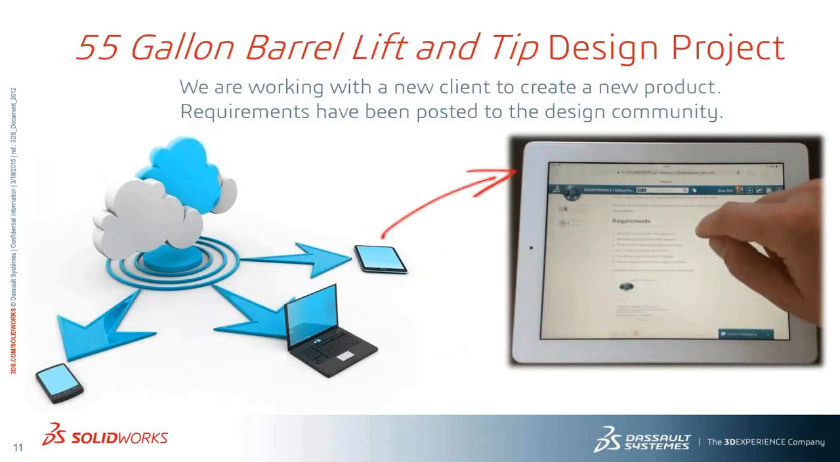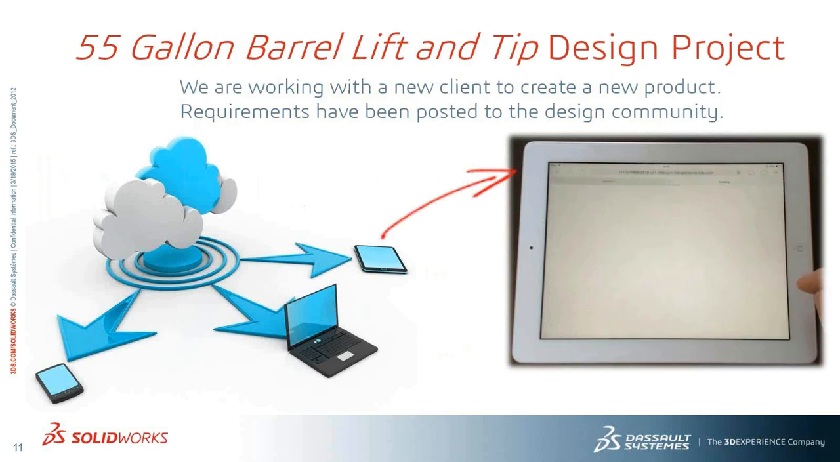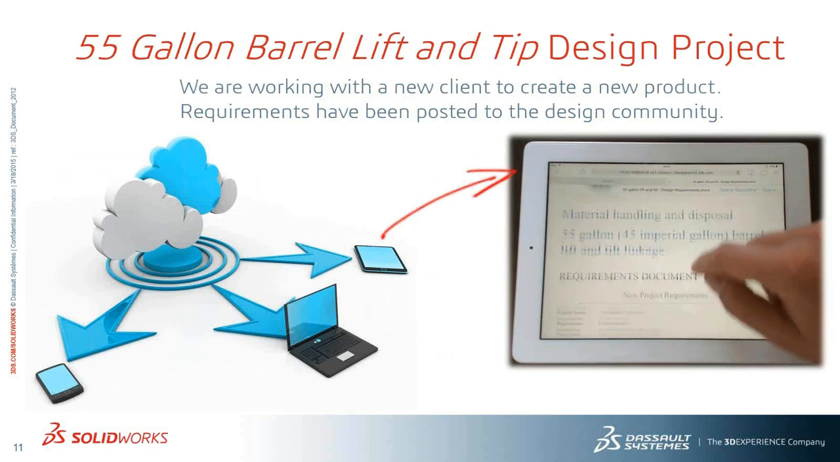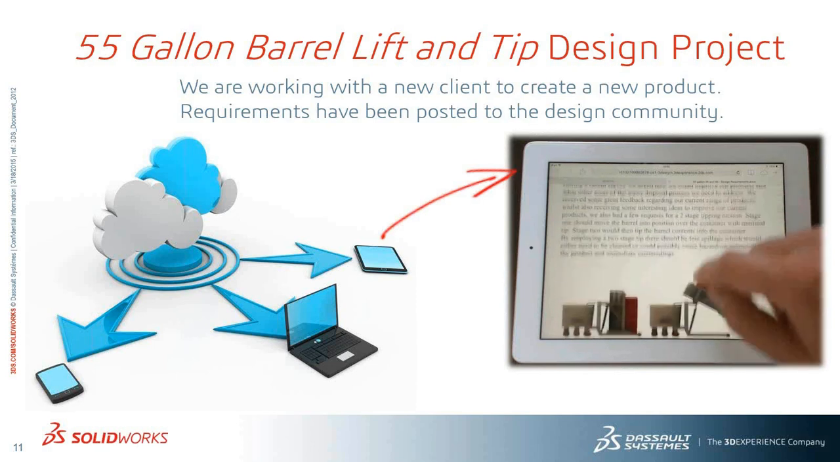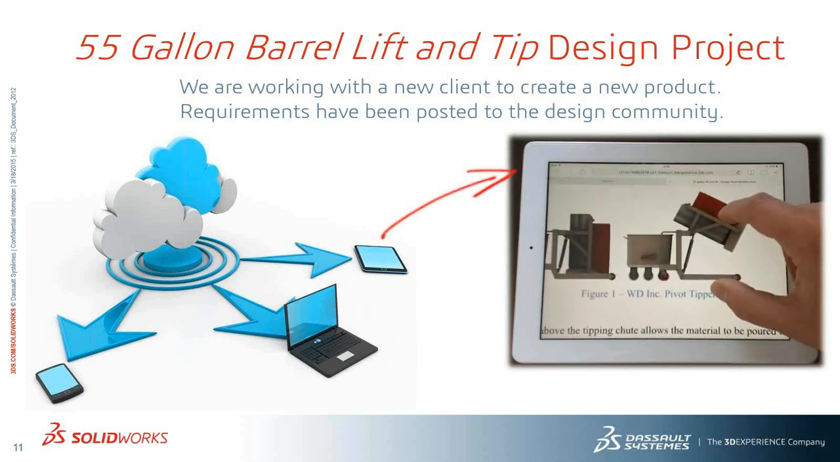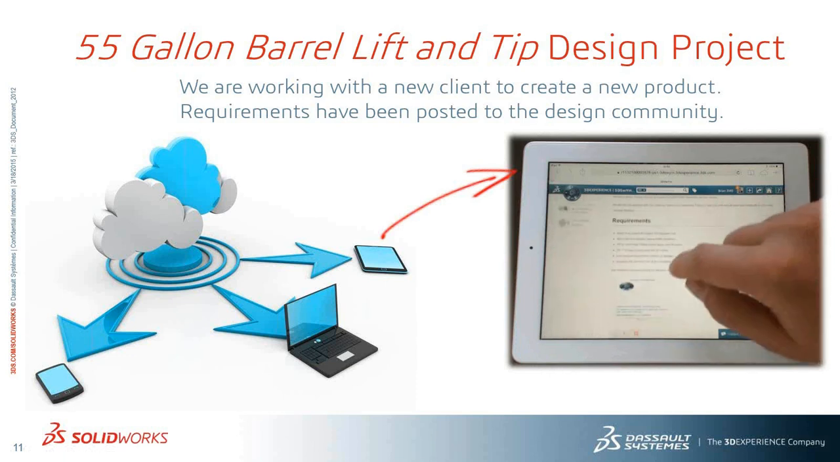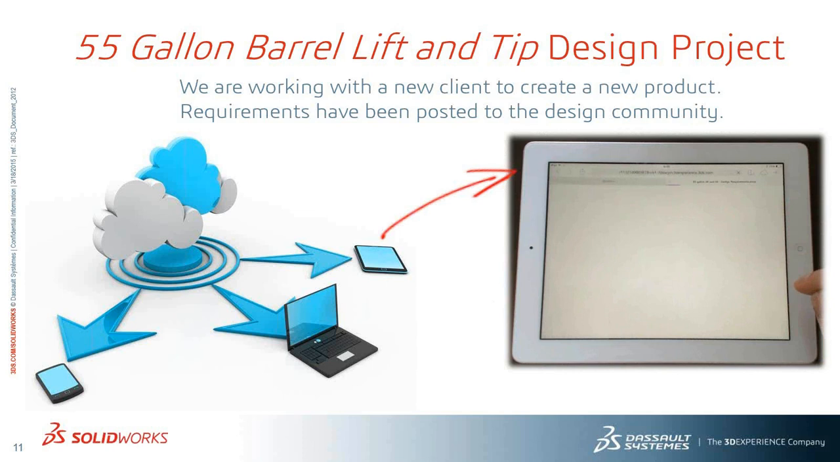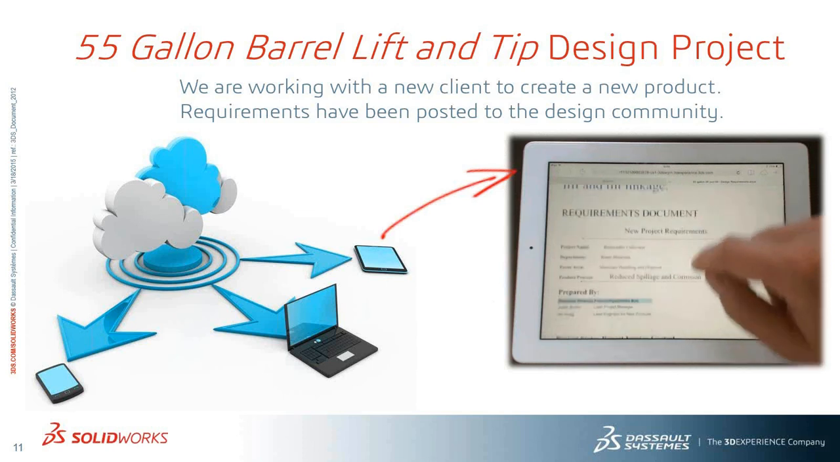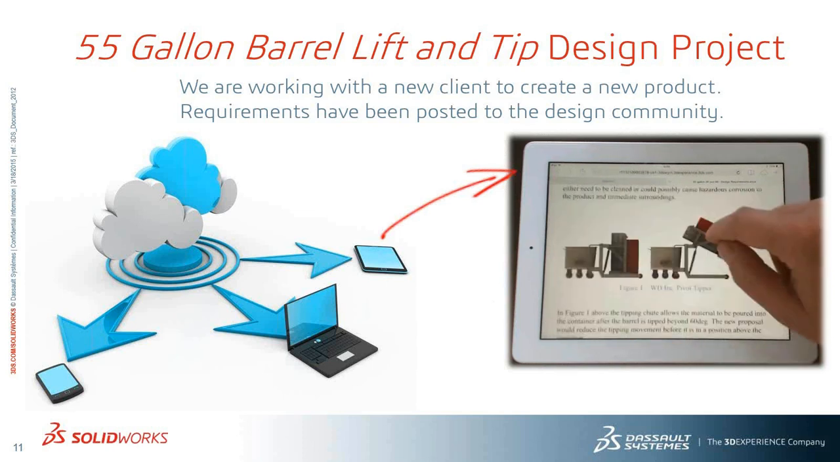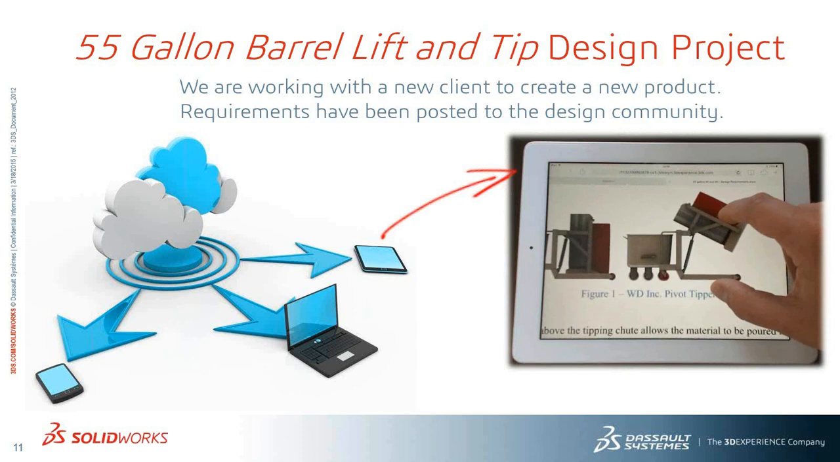Now, what we're going to cover today, we're going to see all 4 pillars of conceptual design in action. We're going to create a 55-gallon barrel lift and tip machine. So the scenario is this. We're working with a customer to create a new mechanical product. The requirements have been posted to a design community. You see this little video here? This is somebody in the organization going to the swim community to find information. Okay, you can access this information from anywhere, on a tablet, on a mobile device.